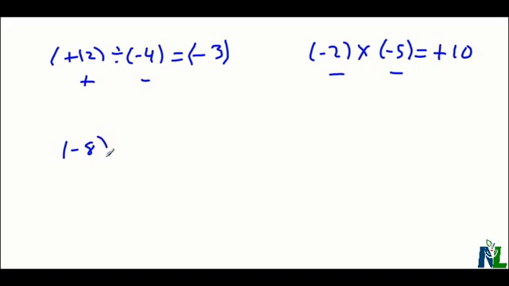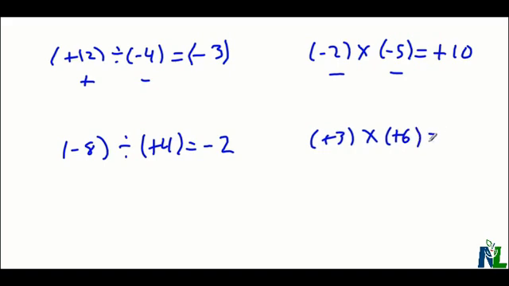Negative 8 divided by positive 4. Okay, signs are different, so my answer is going to be negative. 8 divided by 4 is 2. So my answer is negative 2. And finally, if I have, say, positive 3 times a positive 6, my signs are the same, positive, positive. So my answer is going to be positive. 3 times 6 is 18.